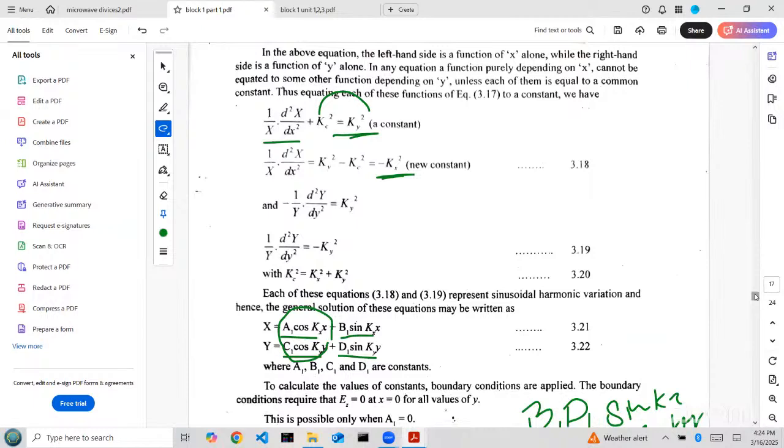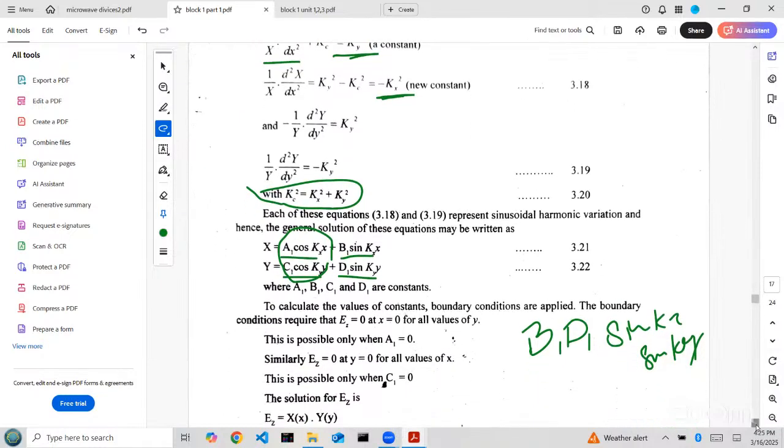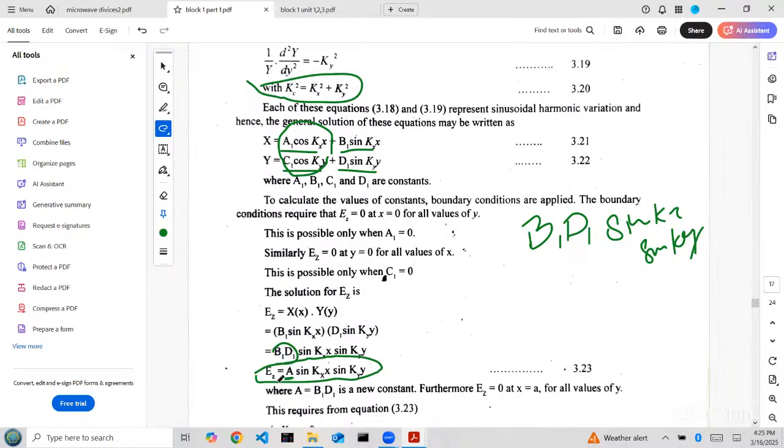After taking the x term, y term, and constant term, what are we doing? Equating the x term with Kc square, taking it as one constant, and the second term with Kc square as another constant, and bringing Kc square equal to Kx square plus Ky square. Next, a simple sinusoidal wave equation I am taking in terms of x and y: X equal to a cos x plus b sin x, Y equal to c cos y plus d sin y. Here the a1, c1 terms are 0, so only the b1, d1 terms remain, and multiplying these two, b1 d1 is treated as one new constant A.